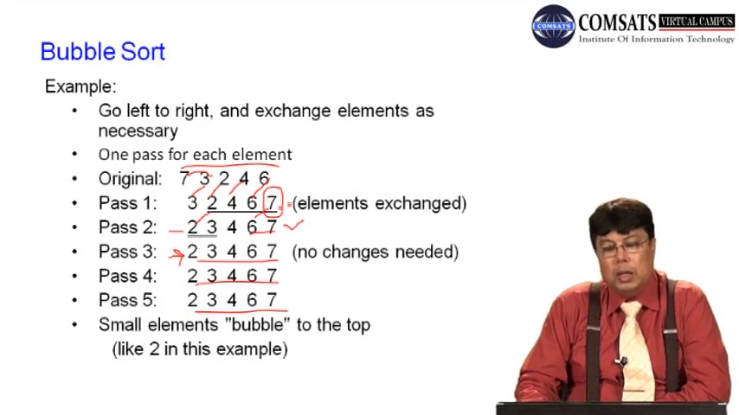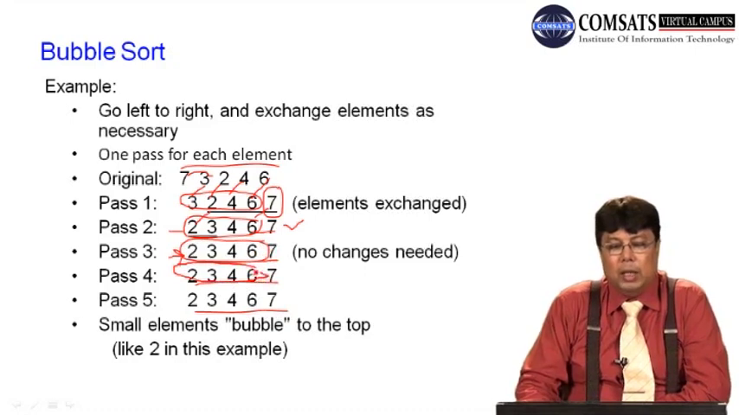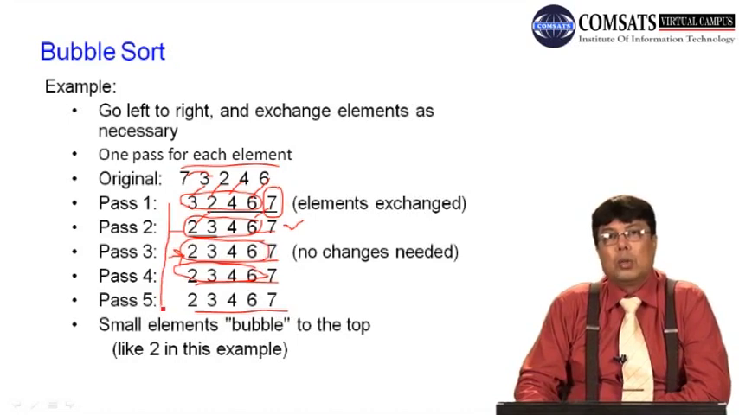So we need to repeat this loop again, then again, and then again. So basically we are running this loop 1, 2, 3, 4, 5 times here, 4 times because there are 5 elements here, and 1, 2, 3, 4, 5 times here. So basically we need two for loops.